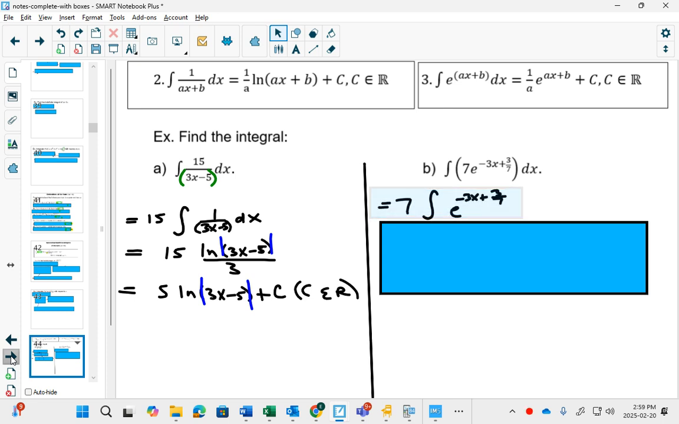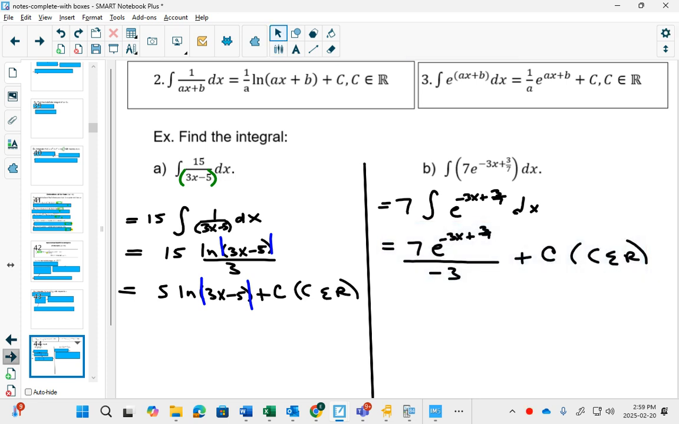Same thing with e to the x. If you pull the 7 out, still need the dx here. And the derivative of e to the x stays the same, but there would have been a chain rule, so I have to compensate for that and also divide by -3.